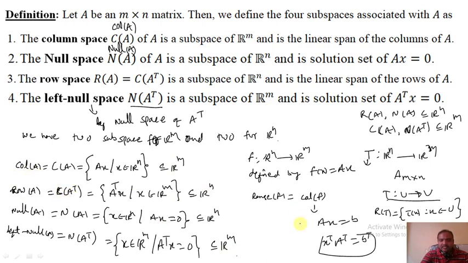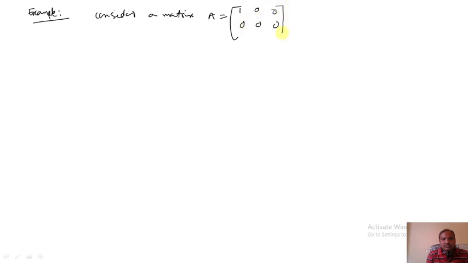First, I will see a simple example. Consider a matrix A equal to [1 0 0; 0 0 0]. It is a simple example, a 2 by 3 matrix. We know the row space of A and the null space of A are subspaces of R power 3, and the column space of A and the null space of A transpose are subspaces of R2.